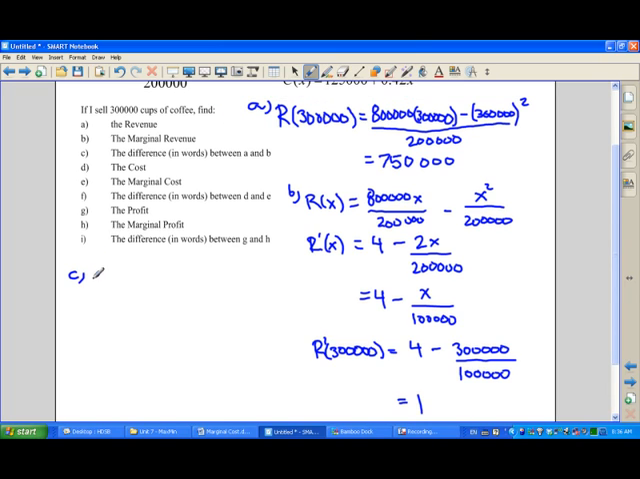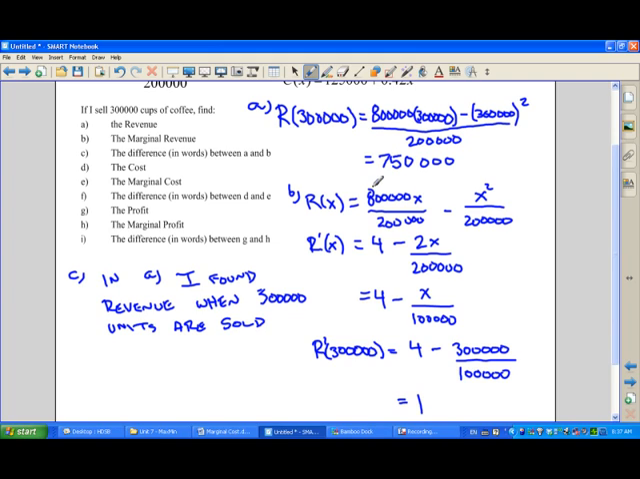So part A, I found how much money I make, the revenue, when 300,000 units or cups of coffee are sold. So when I sell 300,000 cups of coffee, I get in my cash register $750,000.